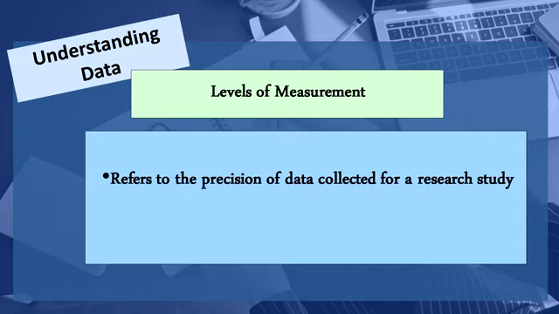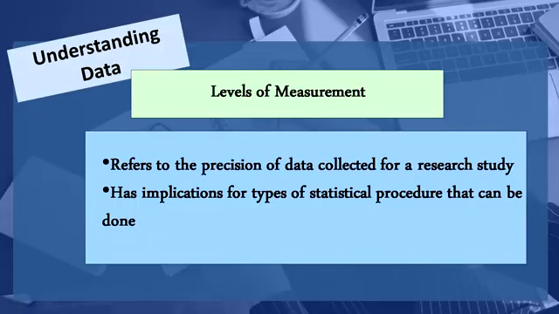So the data can be classified in basically 4 divisions. This we can call levels of measurement. Levels of measurement refers to the precision of data collected for a research study, and what kind of data is required, and that particular data can be handled by a particular set of statistical tools. Once you know the types, you can use the particular statistical tools. And it has implications for the statistical procedure that can be done.